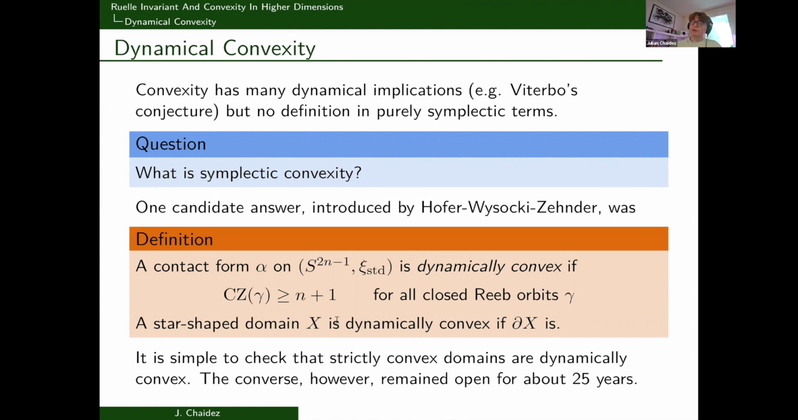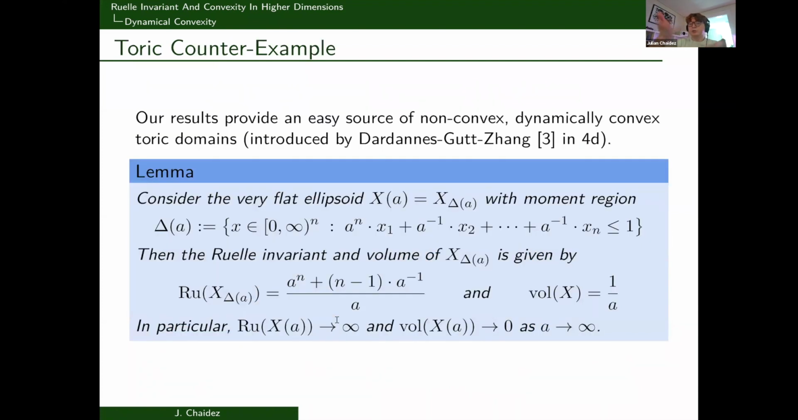However, the converse of this statement, that dynamically convex implies convex, remained open for a long time. There was a lot of evidence that it wasn't true, but there was no way of detecting counterexamples. And now, using this Ruelle invariant, we can construct examples of dynamically convex toric domains which violate this Ruelle bound that I proved earlier.